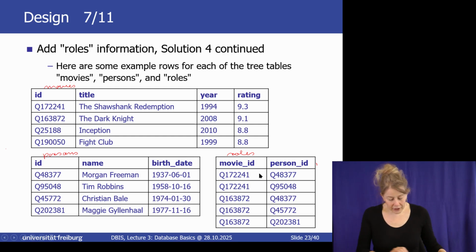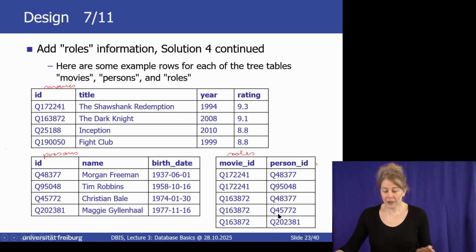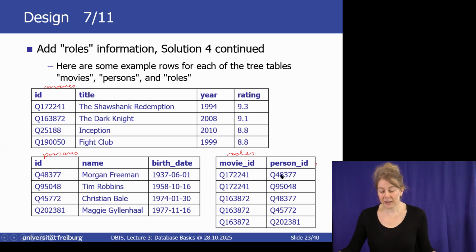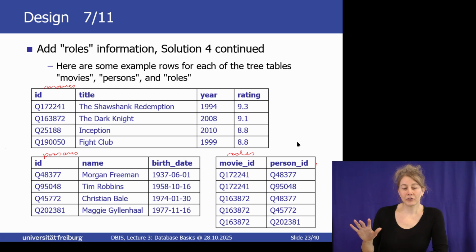So let's just look at what this says. So this says Q172241, which is the Shawshank Redemption, has this actor, Q48377, which is Morgan Freeman. You get the idea. And the nice thing is, now I'm using IDs, so even if there are 2 Morgan Freeman, they have the same name, or 2 Anne Hathaways or whatever, but they will have different IDs. By using the ID here, I solved that problem. And IDs, they should be unique, otherwise they would not be an ID. Any question about that before we continue?